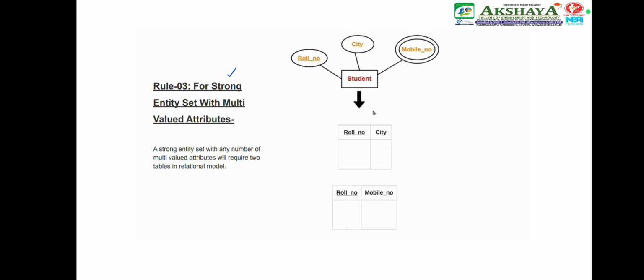Now the third rule is for a strong entity set with multi-valued attributes. A strong entity set with a number of multi-valued attributes will require two tables in the relational model. In a strong entity set, multi-valued attributes are represented by two oval symbols.